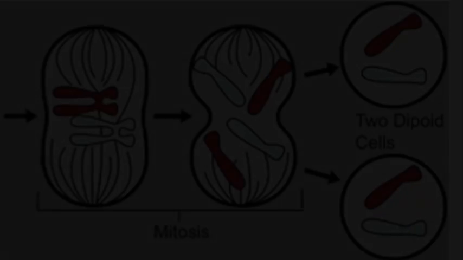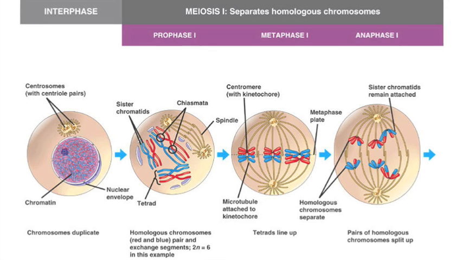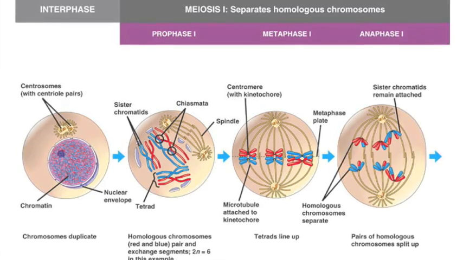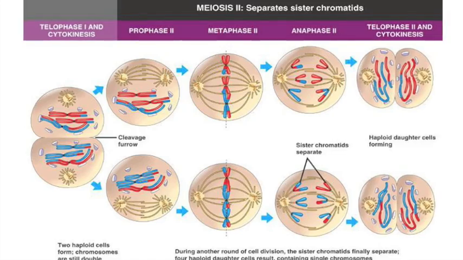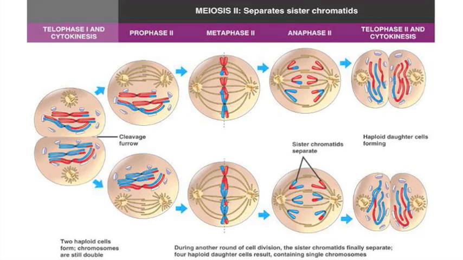Now let's see where meiosis differs. Meiosis is a process of cell division that reduces the number of sets of chromosomes from 2 to 1. The steps of meiosis are very similar to those of mitosis, however, after the chromosomes are replicated, the cell divides not only once, but twice. Therefore, meiosis is split up into meiosis I and meiosis II. Similar to mitosis, the cell begins in interphase, where the chromosomes are duplicated. In meiosis I, homologous chromosomes separate, whereas in meiosis II, sister chromatids separate.